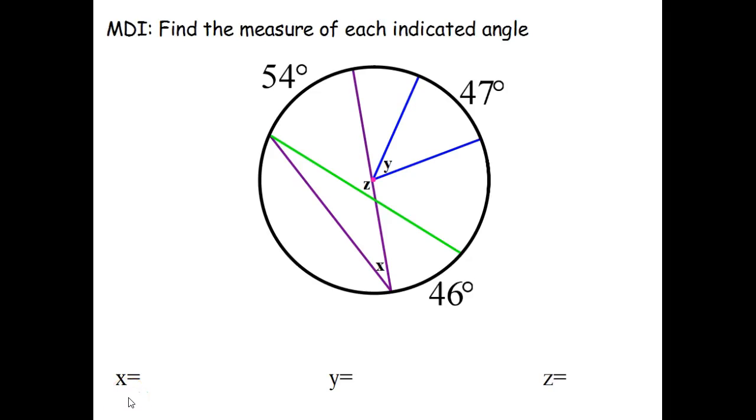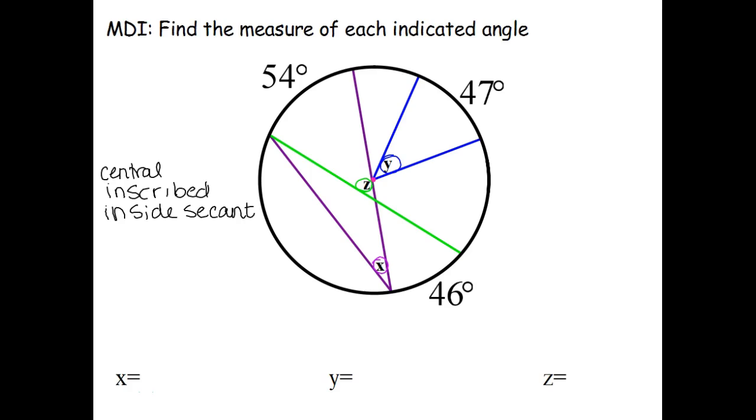MDI for today. So remember we've talked about 3 different kinds of angles. We've talked about central angles, we've talked about inscribed angles, and we've talked about inside secant angles. So what we're trying to do is figure out the measure of x, which is down here, the measure of y, which is right here, and the measure of z, which is right here.